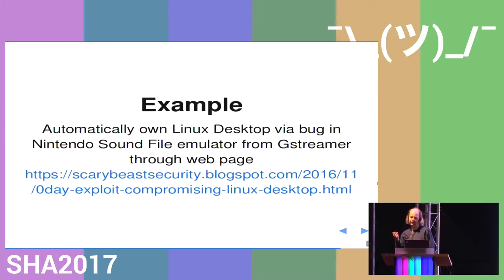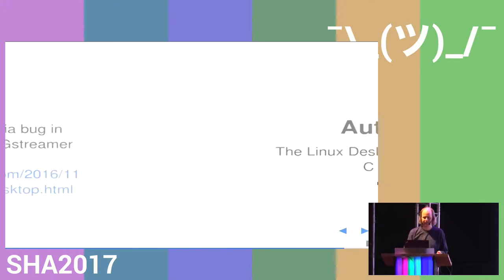Chris Evans, a security researcher, also found a bug where he could use a parser for Nintendo sound files, which is more or less an emulator of that sound chip, in Gstreamer to exploit a Linux desktop from a web page. So the web page downloads the file, it gets indexed by Tracker, Tracker passes it to Gstreamer, Gstreamer passes it to some kind of Nintendo sound file parser, and that could be exploited. So we're exposing all this code, which is very often not very secure, to files from the internet. That's a bit concerning.